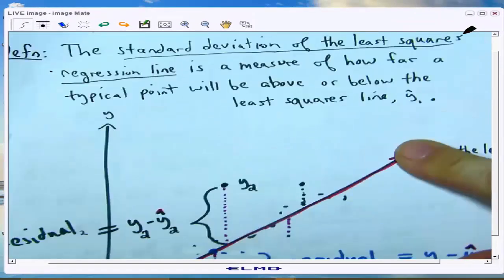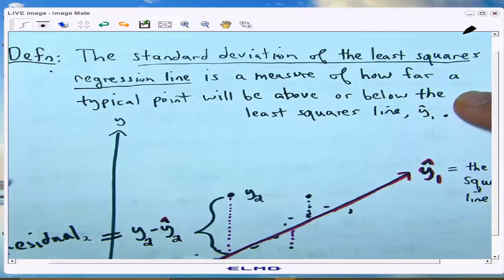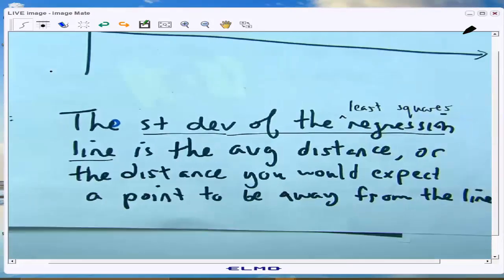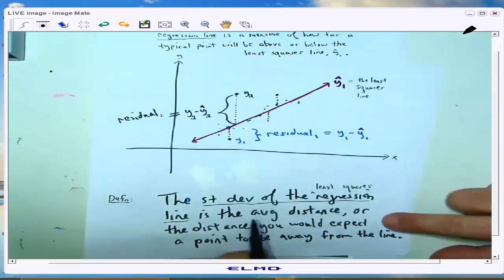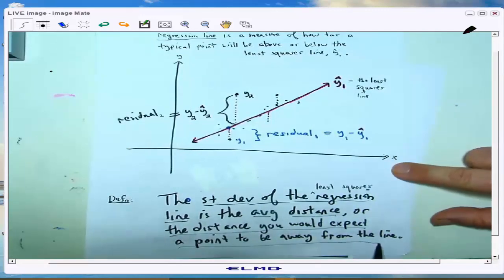The standard deviation of the least squares regression line is a measure of how far a typical point will be above or below the least squares line. Another way of saying that is that it's the average distance, or the distance you would expect a point to be away from the regression line.